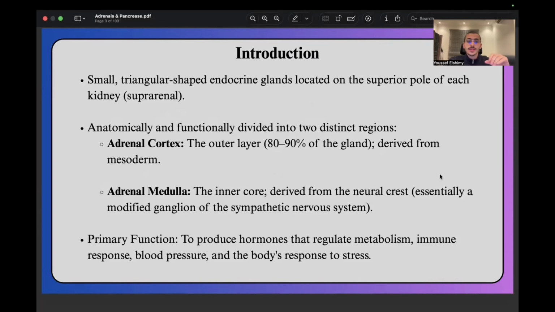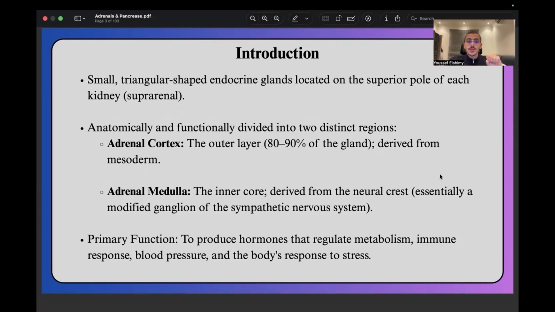The adrenal gland is divided into two distinct regions. We have the adrenal cortex, which is the outer shell, and then we have the adrenal medulla, which is the inner core. Starting with the adrenal cortex, we mentioned that it is the outer layer. It constitutes 80 to 90% of the whole gland, and it produces certain hormones. Then we have the adrenal medulla, which is also the inner layer or the inner core, and it basically produces other hormones.